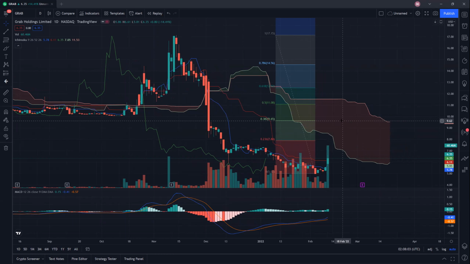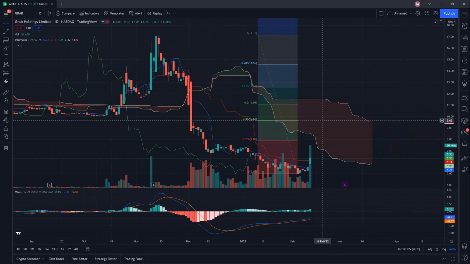780 followed by 960. So let's take it step by step. We'll just focus on this resistance at 780. You can see actually cloud resistance here. So when the stock is on the way down, the cloud acts as a support. But when the stock is on the way up to the clouds, then that acts as a resistance. So now we can see that there's a resistance.